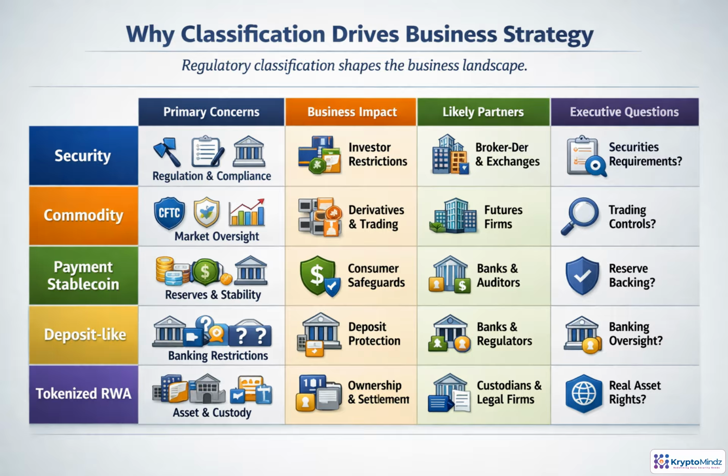Stablecoins raise reserve, redemption, and consumer protection questions. Deposit-like products can trigger banking expectations. Tokenized real-world assets bring custody, ownership, and settlement issues. Strategy starts with classification, then moves quickly to partners, controls, customer limits, and the executive questions that determine whether the product is viable.